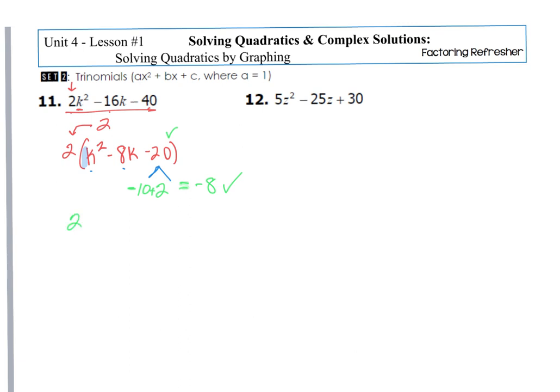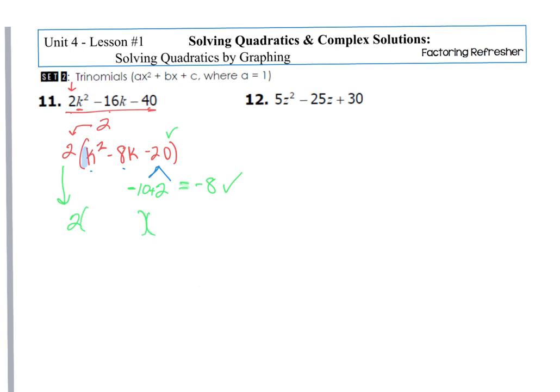So we're going to leave this 2 on the outside. You do not lose your GCF. In math, we don't just magically lose and gain values. We can rearrange. We can balance. We don't just magically let things vanish and disappear. So the GCF always stays on the outside.